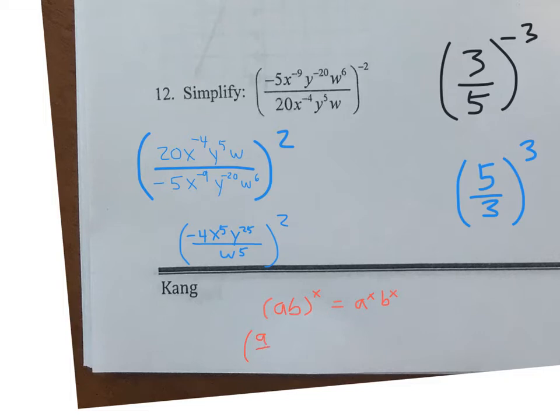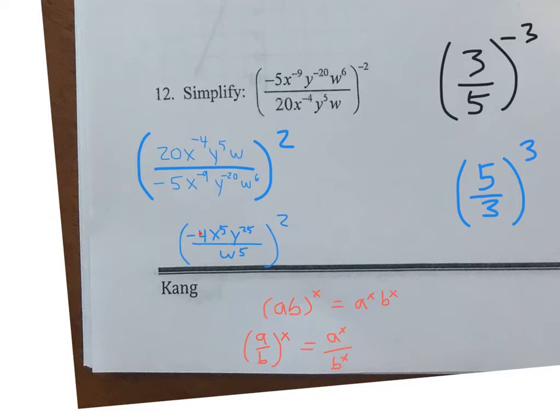Similarly, if you have a fraction, well, you could also apply this to the top and the bottom. So that becomes a to the x over b to the x. So this gets applied to literally everything. It gets applied to the top and bottom due to this law, and it gets applied to the entirety of the product due to this law.